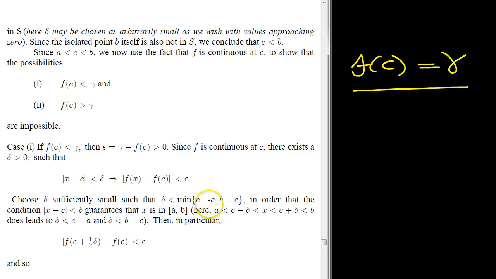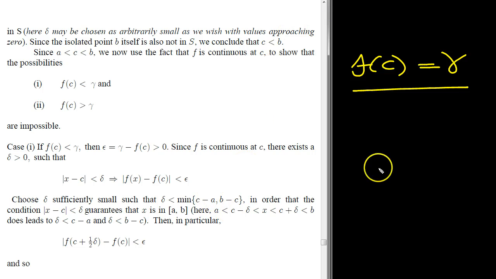If we look at x, it will be between c minus delta and c plus delta. If delta is smaller than this, then delta would be smaller than c minus a. If we move this around, we get this part. On this side, delta would need to be smaller than b minus c. So taking delta to be the minimum of these two, c lies between.